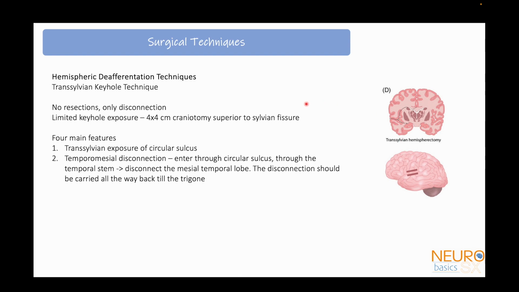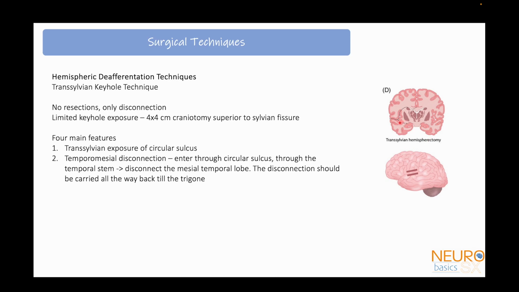Okay, so the next is a much more disconnective procedure where there's absolutely no resection. This is done through a small keyhole approach only, a small 4 by 4 centimeter craniotomy done just superior to the Sylvian fissure. So this is a trans-Sylvian keyhole technique. You make a small opening right above the Sylvian fissure and go in through the Sylvian fissure and expose the entire insula. Okay, so here there are 4 main steps.